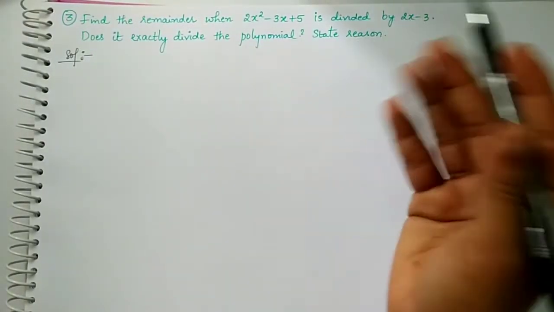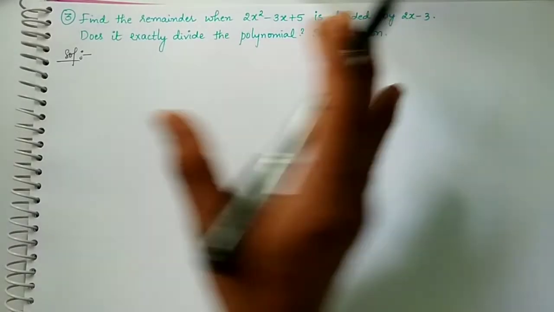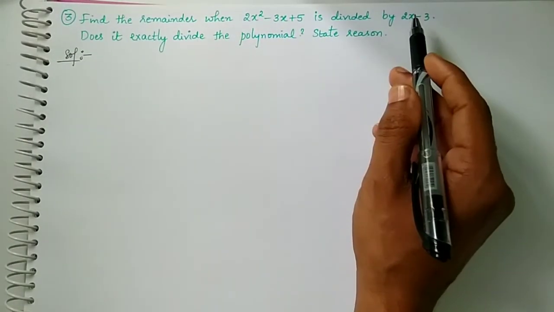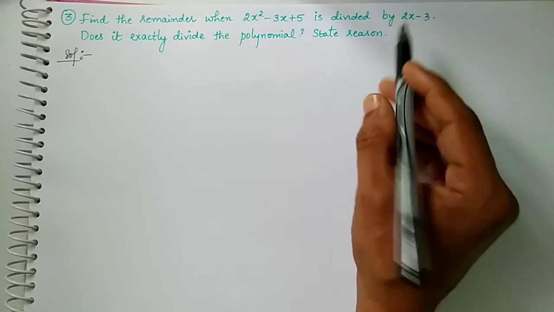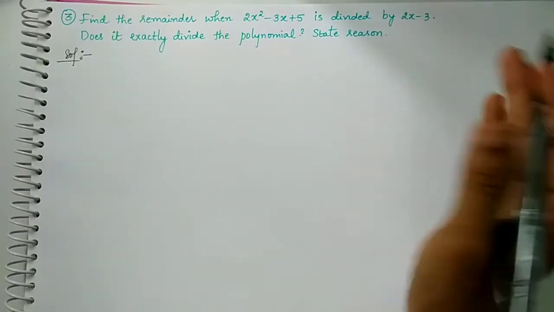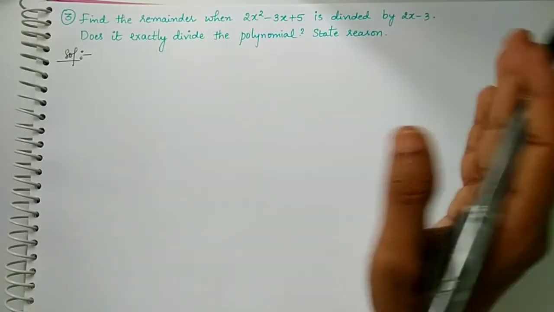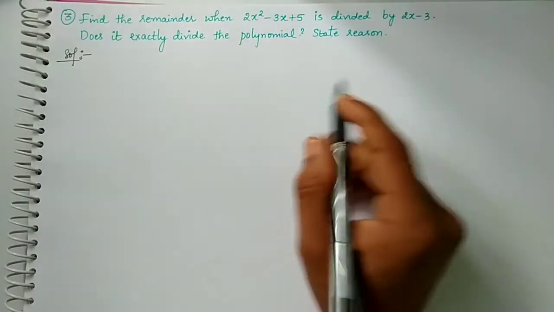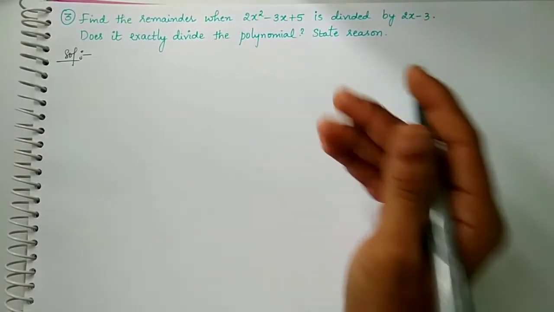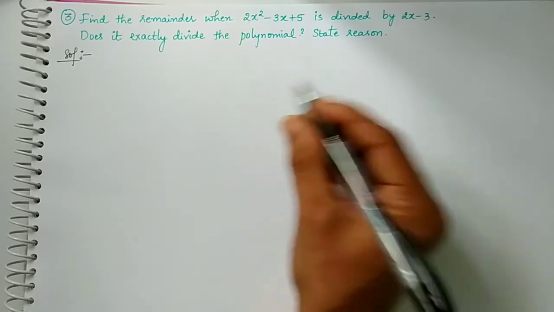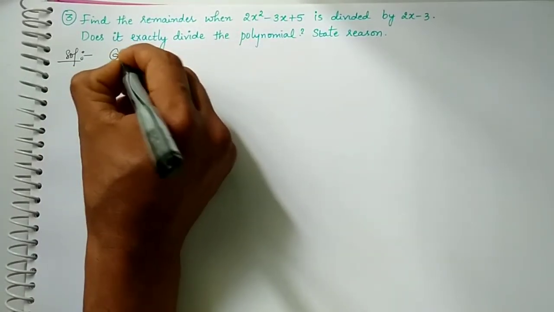That means if the remainder is 0, then it is divisible by the given linear polynomial. If the remainder is not 0, then it is not divisible by the given linear polynomial. Okay, first we write the given polynomial.